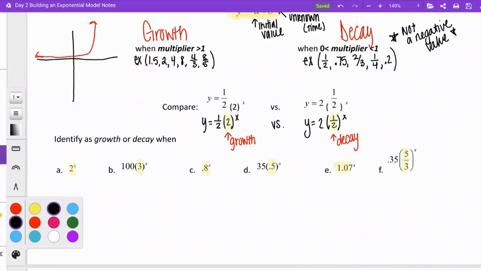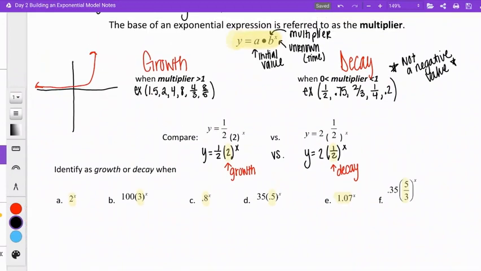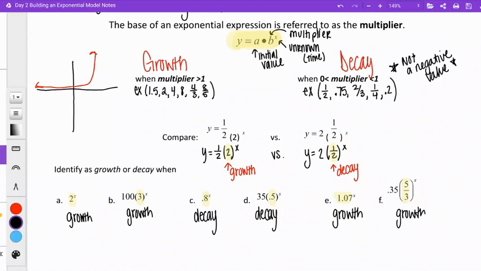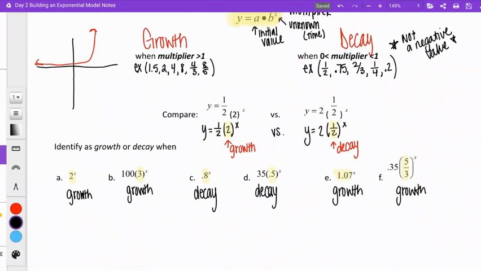So if we take a look at 2, 2 is greater than 1. So this is an example of growth. 3 is bigger than 1. 0.8 is less than 1. 0.5 is less than 1. 1.07 is bigger than 1. And 5/3 is also bigger than 1. And there you have it. How to identify a multiplier. All right, so let's move on to the next page.